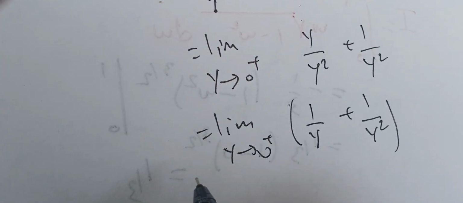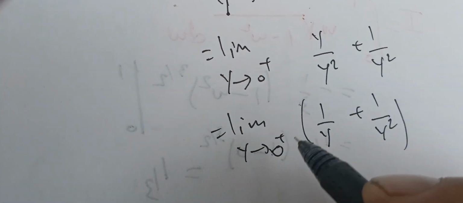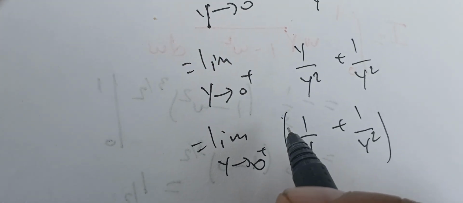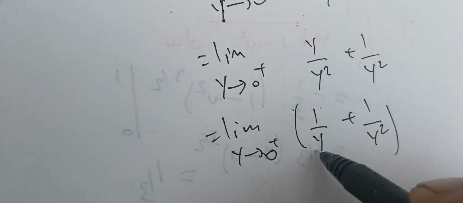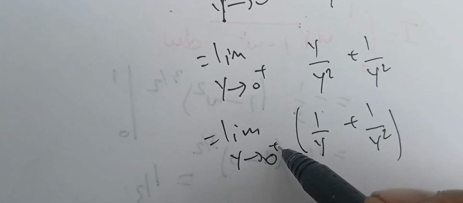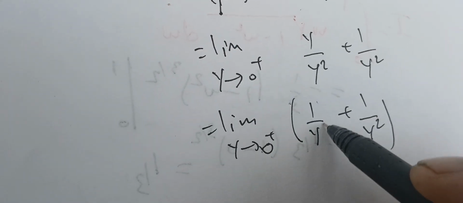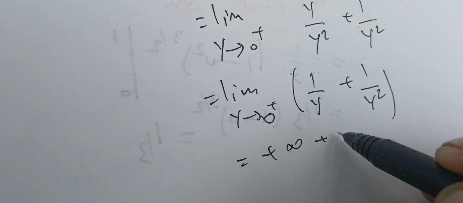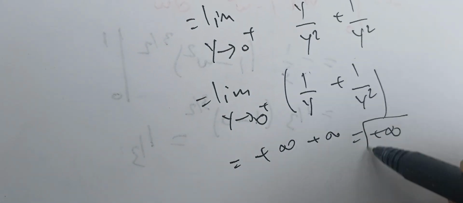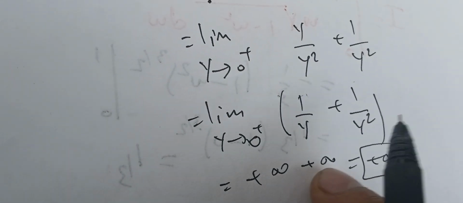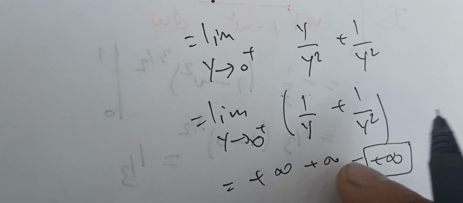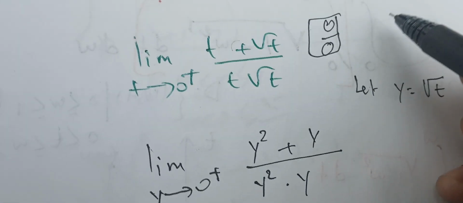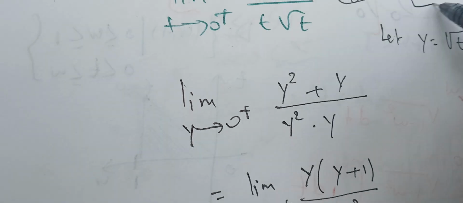So now we have something that we can deal with. What's this limit? 1 over y as y goes to 0 from the right. This is plus infinity, and this is plus infinity, and therefore we have plus infinity plus plus infinity, which is plus infinity. This form we can deal with. We accept this addition. Therefore, this limit is plus infinity.